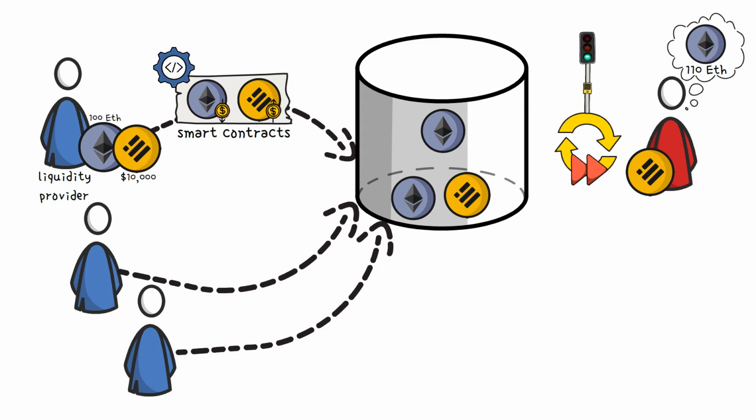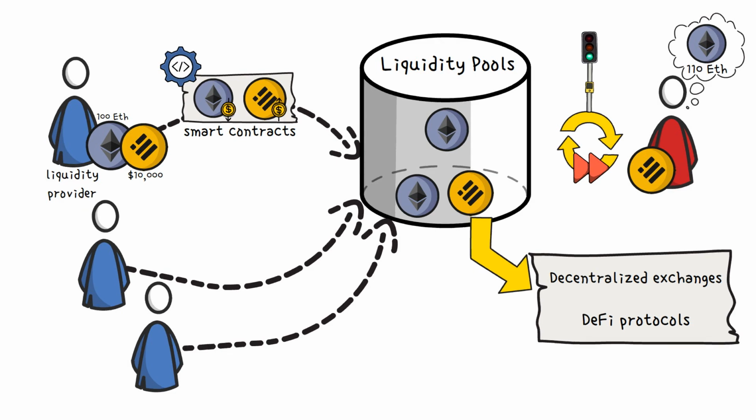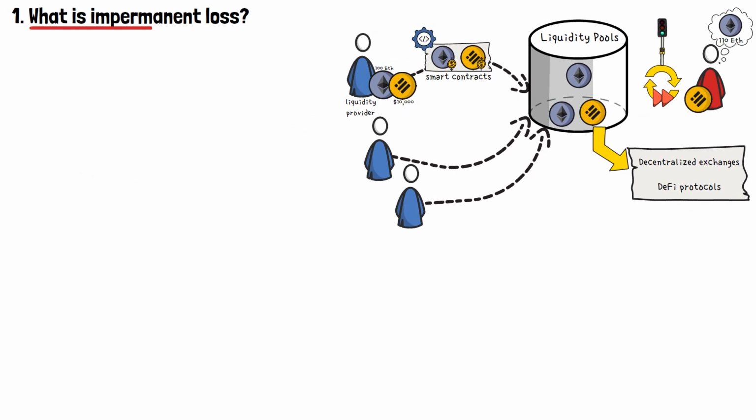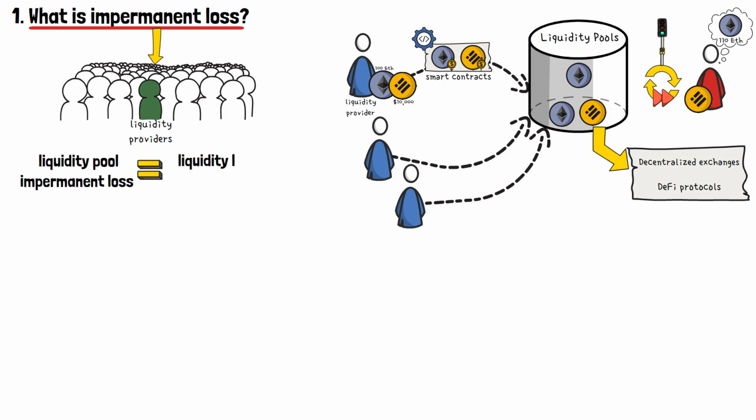So, as you can probably see, liquidity pools are the backbone of decentralized exchanges and various DeFi protocols, ensuring a smooth trading experience for all participants. Now, with that out of the way, we can continue answering the big question of what is impermanent loss in crypto. Well, first and foremost, impermanent loss in crypto isn't something that absolutely everyone should be worried about. It's a headache only for those who choose to become liquidity providers. Thus, liquidity pool impermanent loss is synonymous with liquidity loss in crypto.